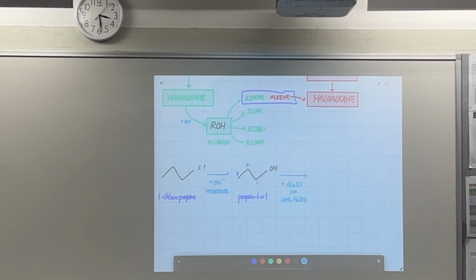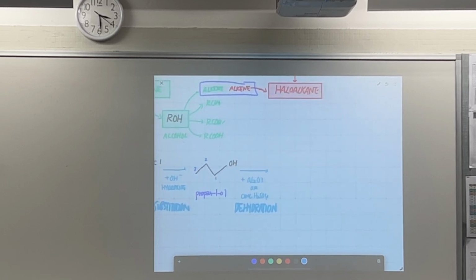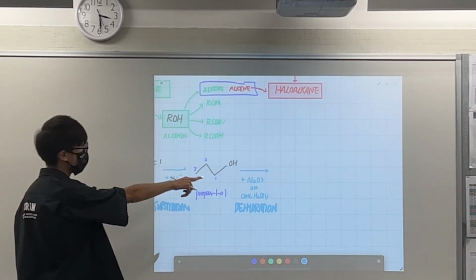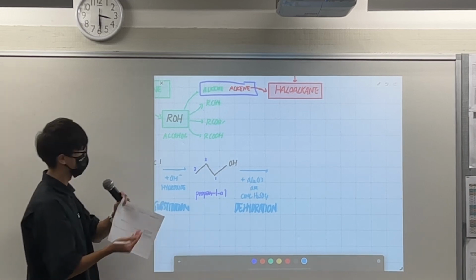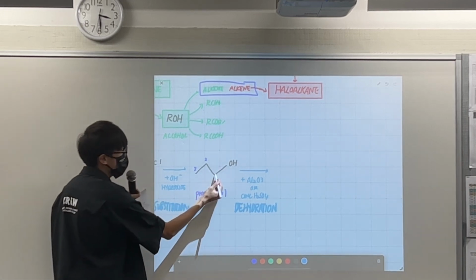Put down the nature of the reaction so you can understand it better. This is substitution, because the Cl and the OH swap. This is called dehydration, because water is eliminated. I will give you some time to draw the product when I dehydrate the alcohol. Remember, dehydrate means to remove H and OH. So you have a C here.